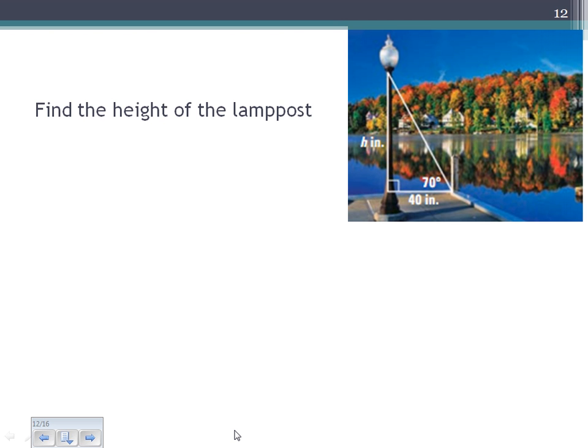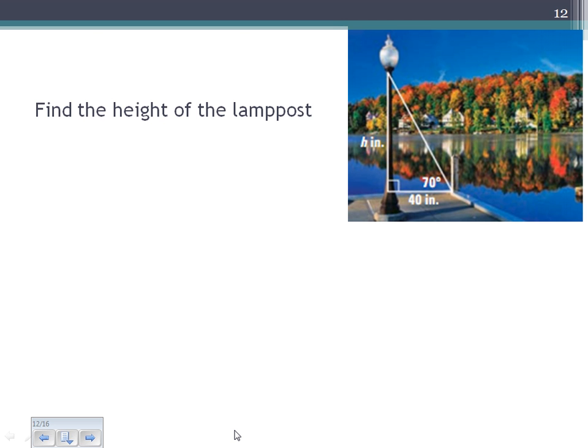Now, trigonometry is used all the time to measure things. All right, this is a pretty lame example. We're going to do an activity later where we're going to measure, you know how we did the Christmas tree? We're going to measure tall things but using trigonometry now. So what I want you to do is find the height of the lamppost. Find the height of the lamppost.